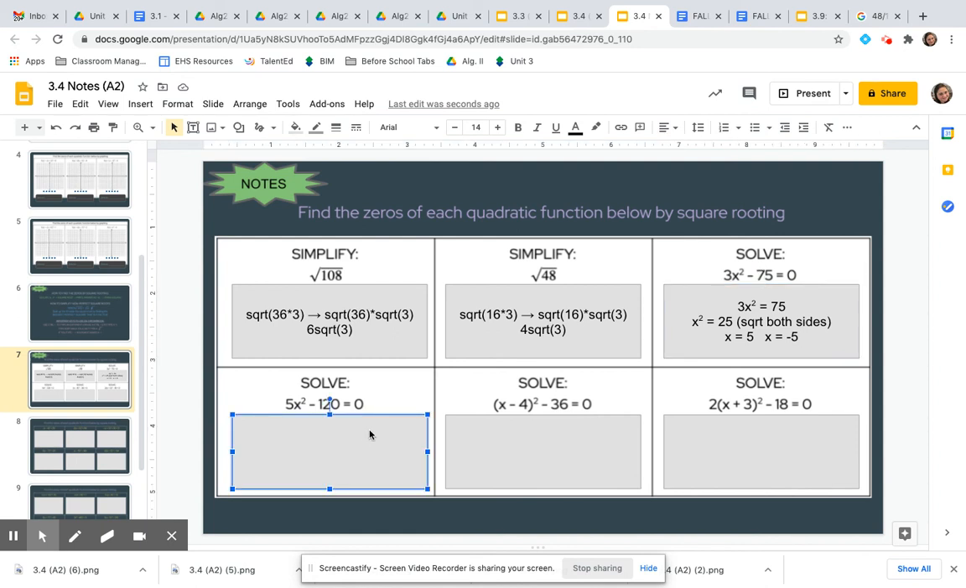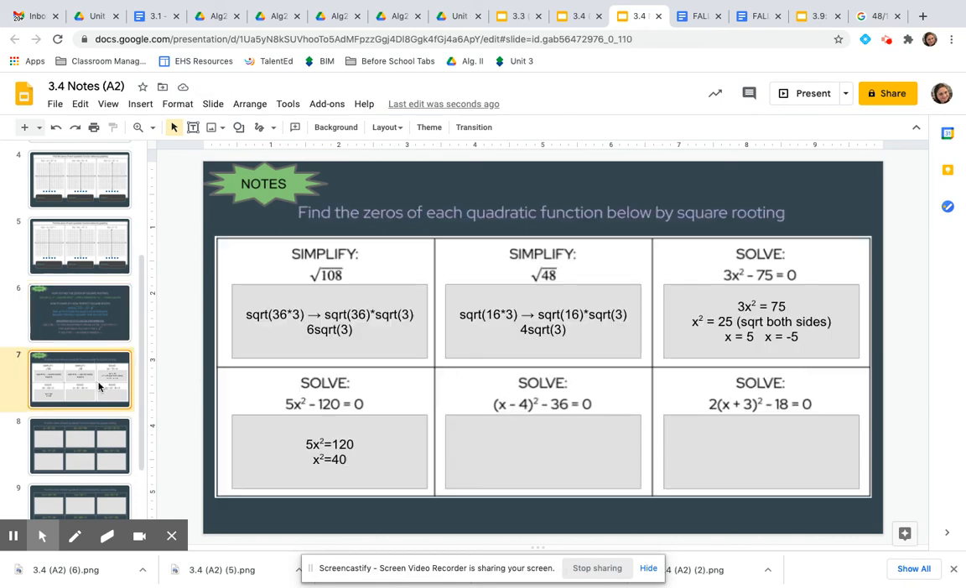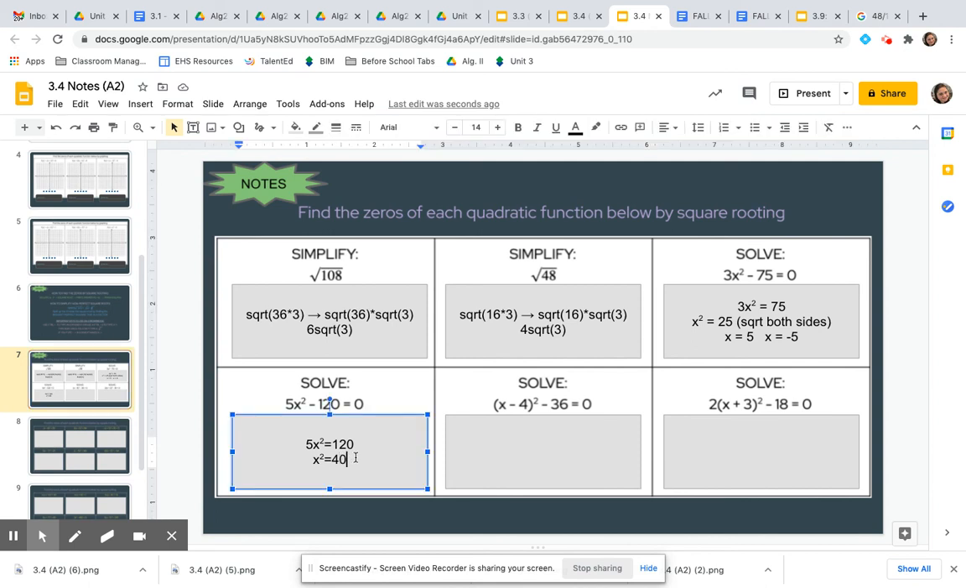And then I'm going to do the same thing down here, 5x squared. I'm adding the 120 to the other side. So it pretty much just changes to the opposite and stays over here. And then I'm going to divide by 5. And again, I'm using my control period to get this little 2 up there. Okay, that's this part right here. And then I get x squared equals 40, and I need to square root both sides.